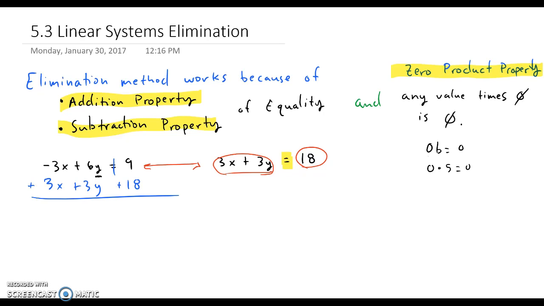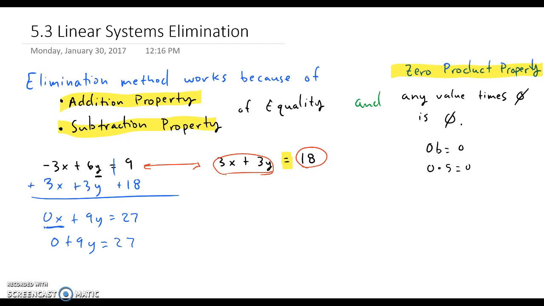And now we can just simplify. So we add up our numbers. Our x terms, negative 3 plus 3 is 0x. And 6 plus a positive 3 is a positive 9y. And 9 plus a positive 18 is a positive 27. So you can see when we add these things to both sides, we're able to combine our like terms. We intentionally did this because now you can see in front of this x we have a 0. So now we can use the zero product property, which says 0 times x is 0. So we have 0 plus 9y equals 27.